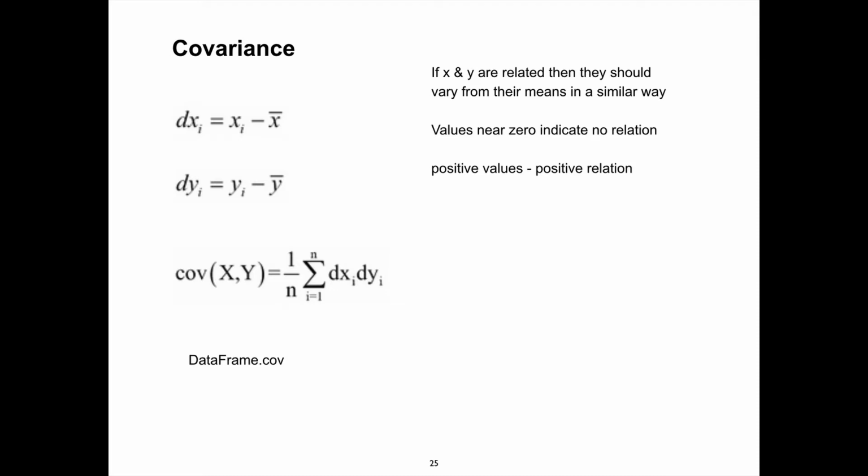And it turns out that if x and y are really related, then they should vary from their means in a similar way. If there's no relationship between them, then the sum should basically be 0. And if the value is positive, then it indicates they are related. The more positive it is, the more likely they are related. And if it goes negative, then they're inversely related.